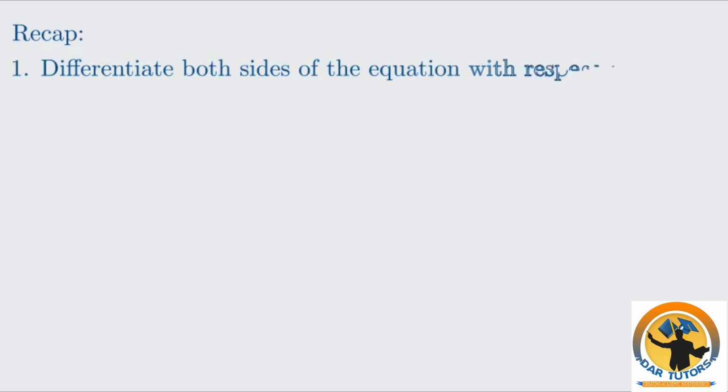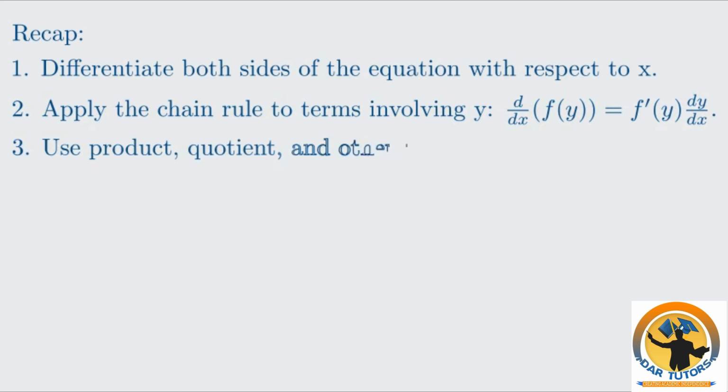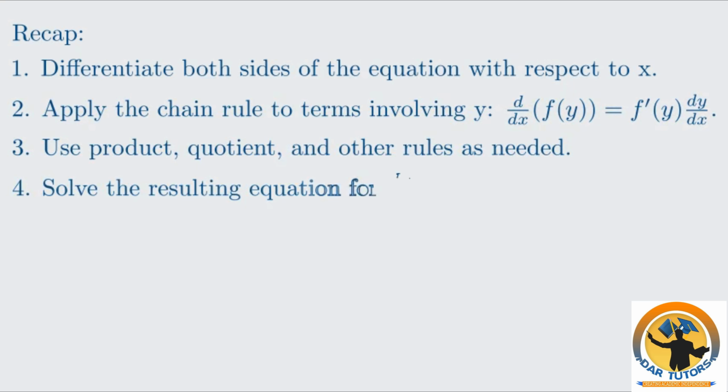Let's quickly recap what we've learned. We've seen that implicit differentiation is a powerful technique for finding the derivative dy/dx when y is not explicitly defined as a function of x. The key is to differentiate both sides of the equation with respect to x, remembering to apply the chain rule to any term involving y. This means multiplying the derivative of the term by dy/dx, and using the product, quotient, and any other rules needed. We then proceed to make dy/dx the subject of the equation.